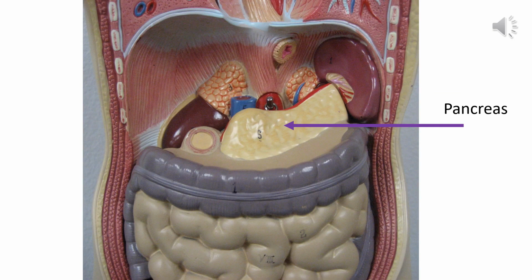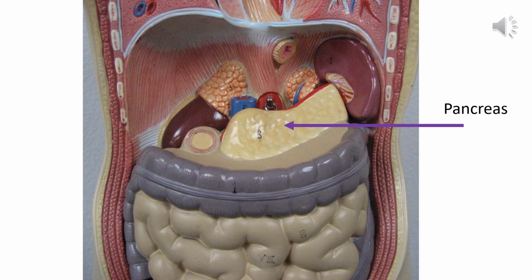The pancreas is kind of a special organ. For one thing, he's a little hard to find. You do have to remove the liver and the stomach from the model to actually see the kind of yellowy pancreas that would be behind the stomach. The pancreas is part of the digestive system and part of the endocrine system. He's actually going to fall into both categories. The pancreas does secrete some digestive enzymes that help digest food down, but it also secretes insulin and glucagon.